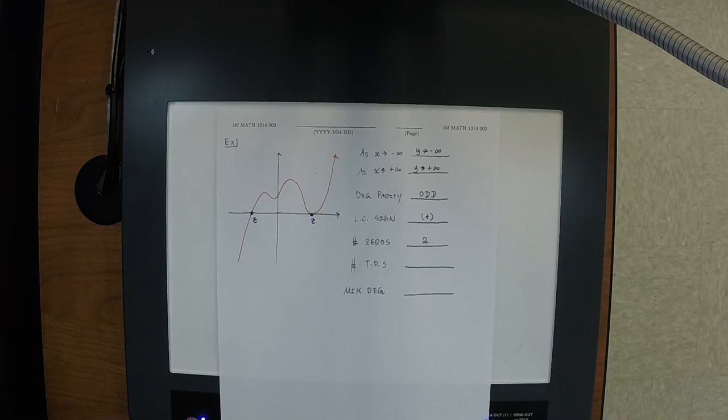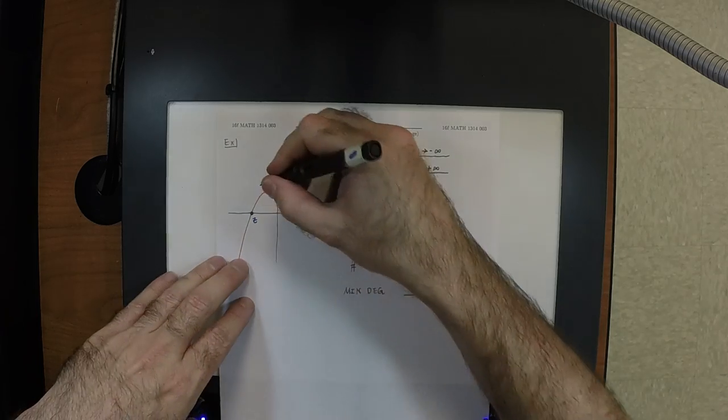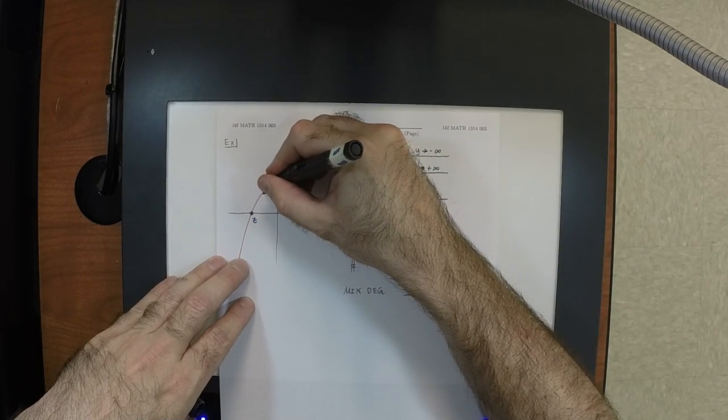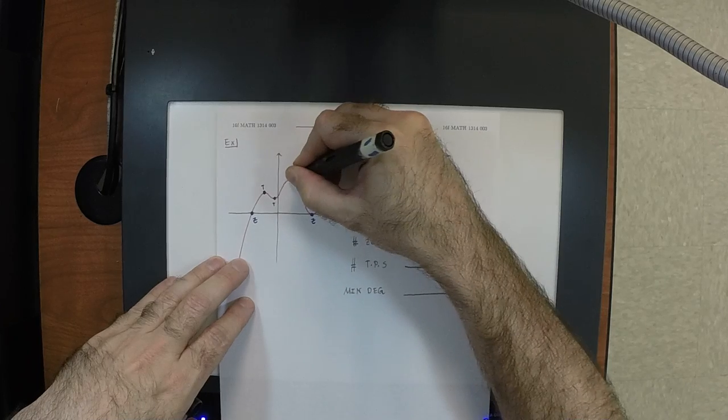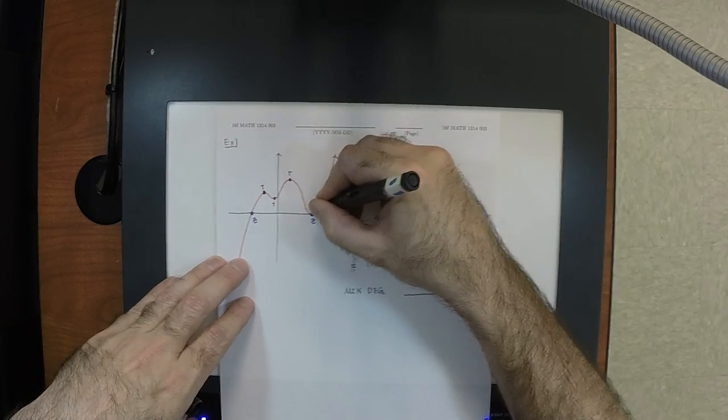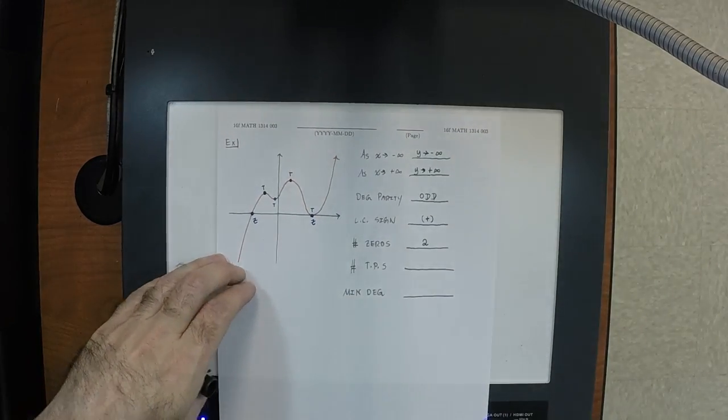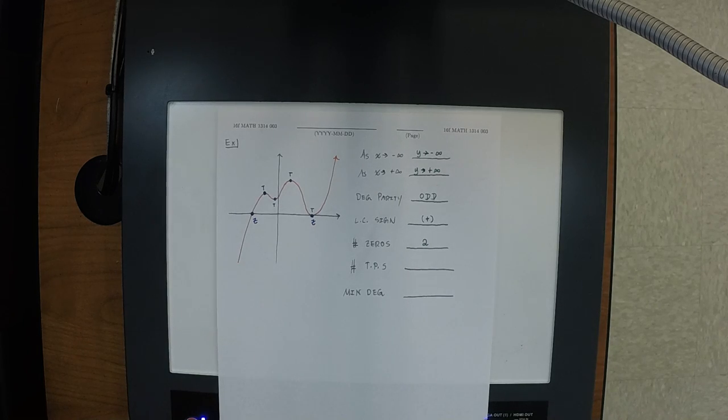Okay. So how many turning points does it have? Four, right? So here's one turning point. That's a turning point. That's a turning point, and this zero is also a turning point. So that point is a zero and a turning point. Interesting. So there's four turning points.